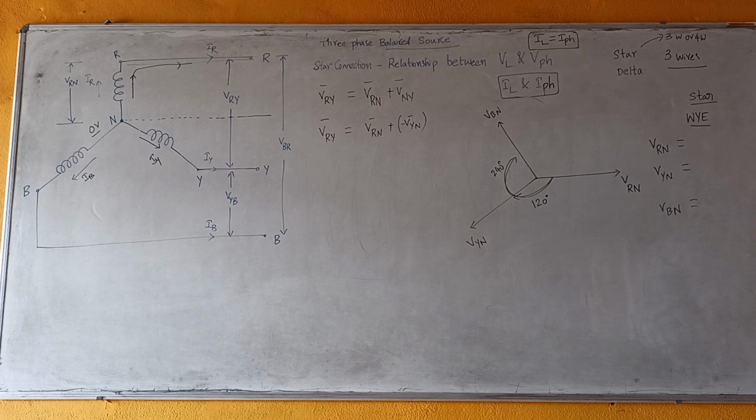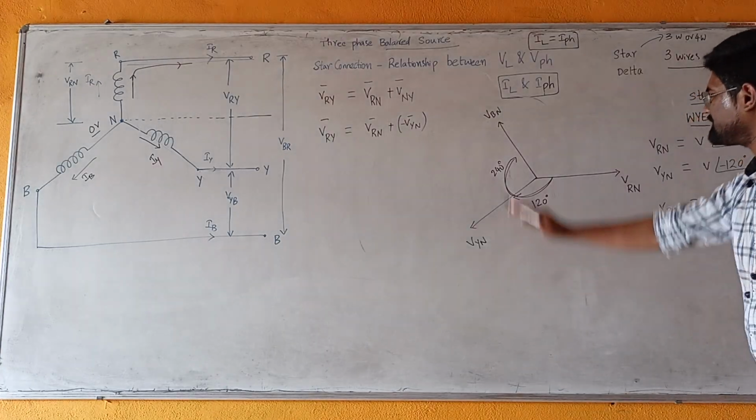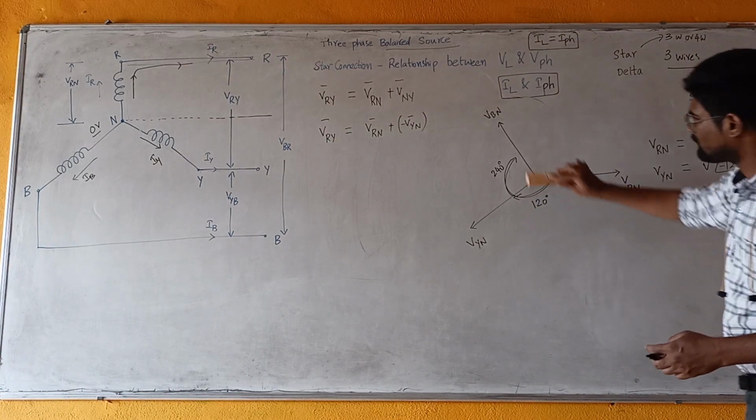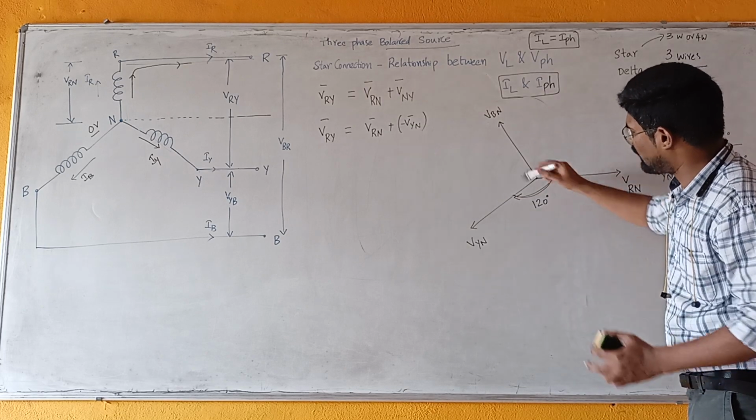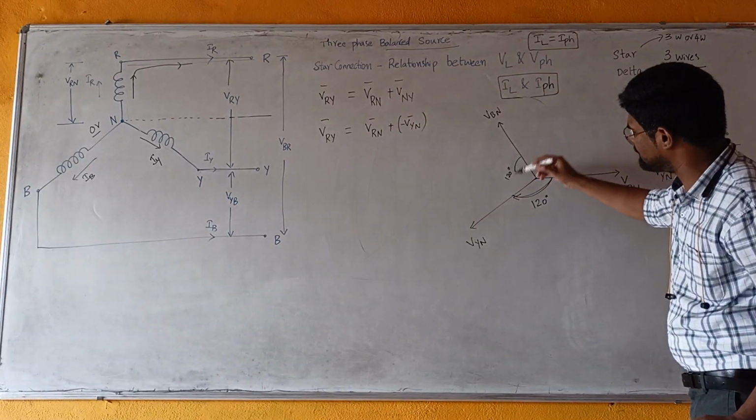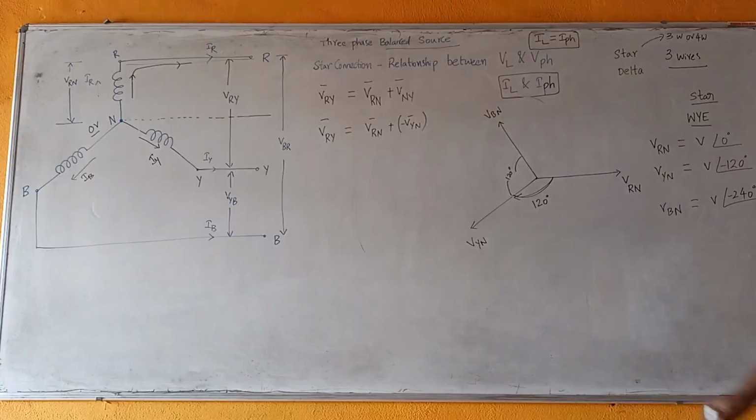A balanced three-phase source means all the three voltages are equal in magnitude, equal to a common voltage V. If you take reference VRN at 0 degrees, VYN lags VRN by 120 degrees. VBN lags VRN by 240 degrees. So this is the phasor diagram. Now the phase angle between any two phasors is 120 degrees. This is the 120 degrees between VBN and VRN.